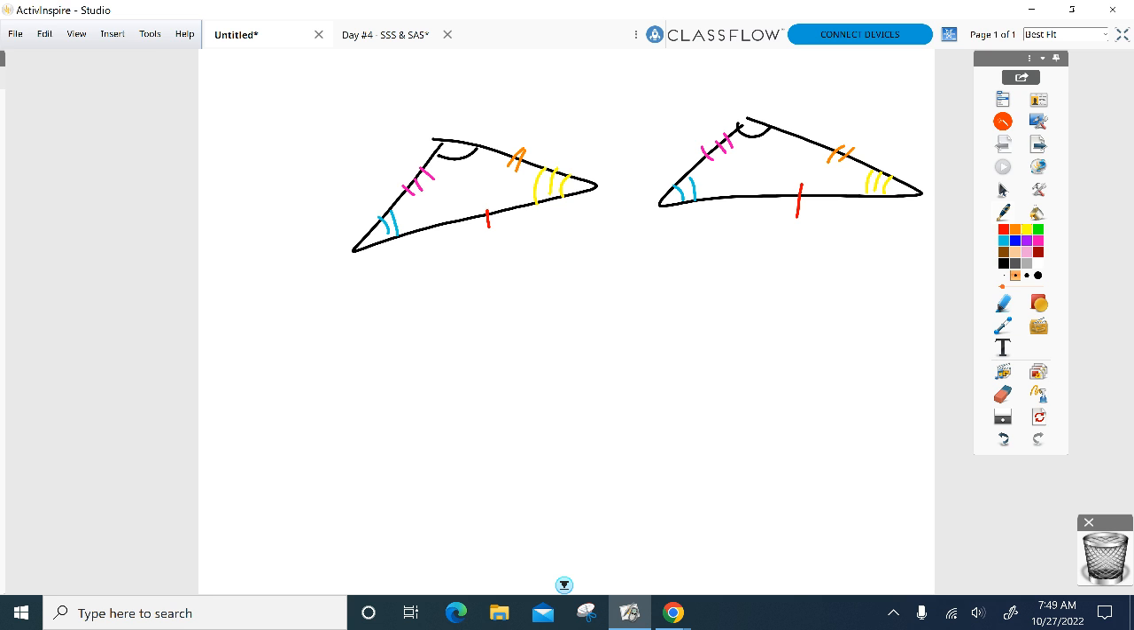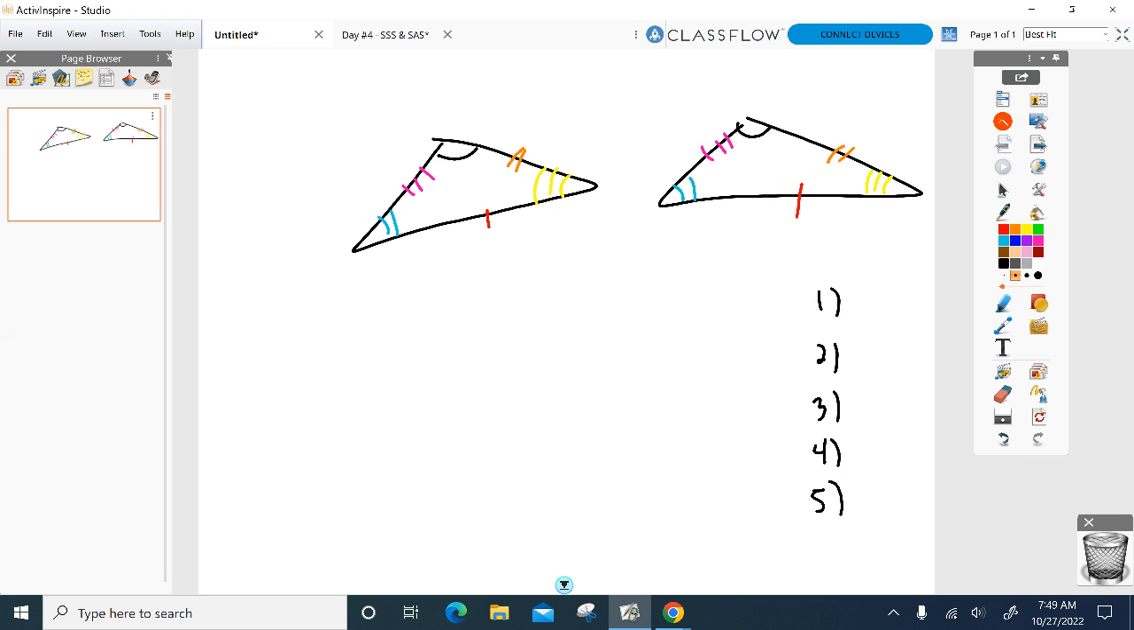Yesterday, last night, was the first and last time you're going to need to do all that to prove two triangles congruent. Over the next couple days, I'm going to show you 5 different ways to prove triangles congruent that involve a lot less information. Way number 1, I'm going to show you 2 today, 2 tomorrow.